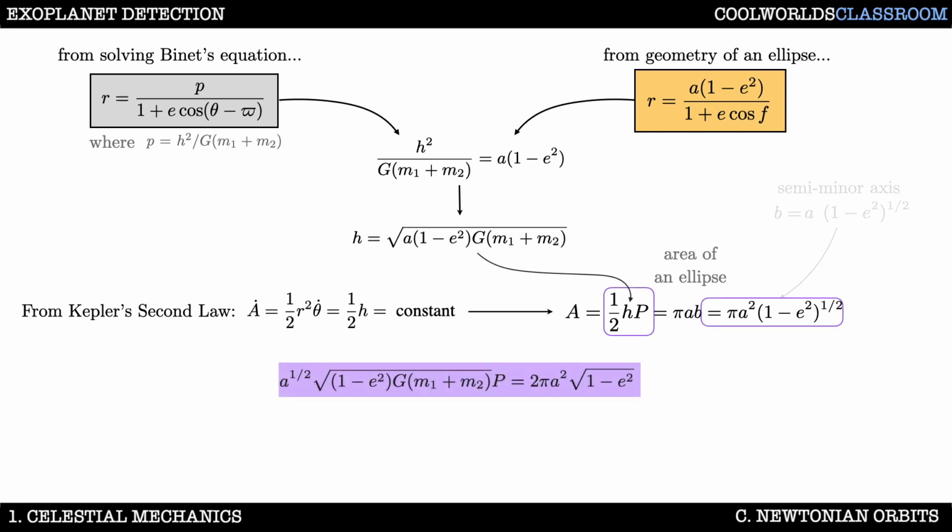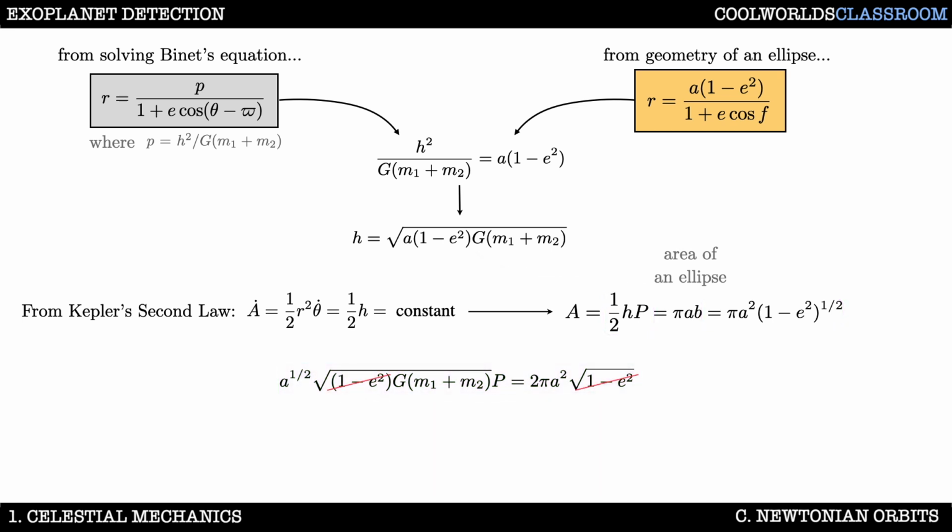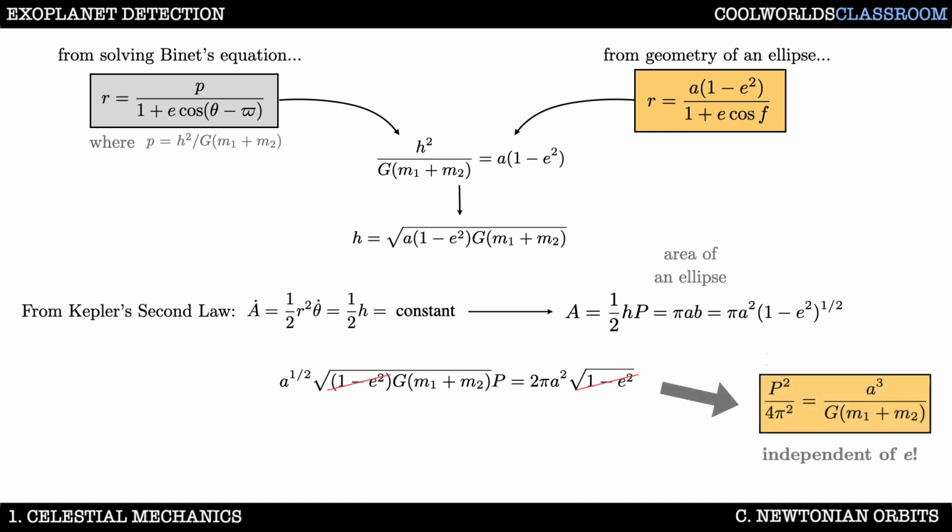So of course the two different area equations must be equal, and that yields this. Now if we look closely, we can see that those eccentricity terms just cancel out, and we can just rearrange this to a formula which dictates that capital P squared is proportional to a cubed. This is Kepler's third law. Now, really, Kepler didn't know about those other terms in there. He just wrote it as a proportionality. So we sometimes call this Newton's version of Kepler's third law.